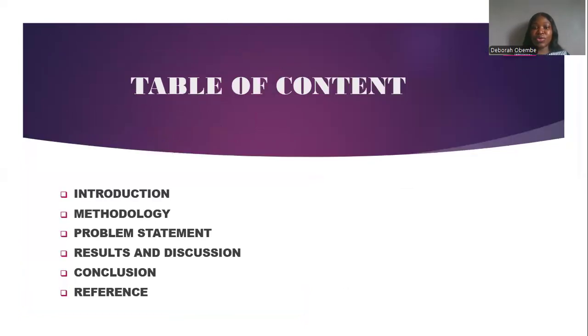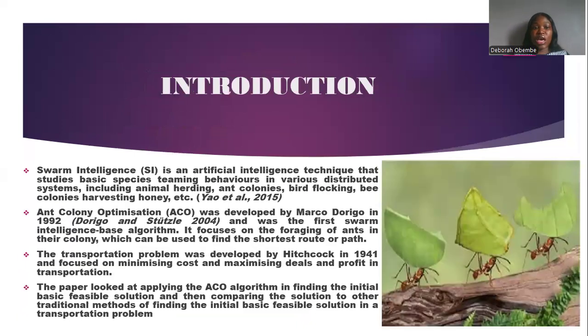This is my table of contents. Introduction. Swarm intelligence is an artificial intelligence technique that studies basic species teaming behaviors in various distributed systems. This basically looks at different species, both in animals and in insects, in the way they move, in the way they search for food, in the way they build their nests. And one of those systems include animal herding, ant colonies, bird flocking, bee colony harvesting honey, etc.